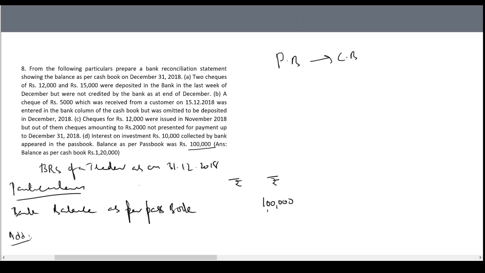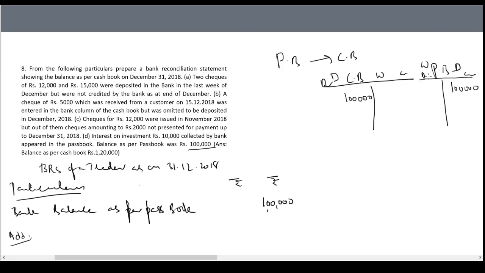Let us start with our working notes. Cash book balance, passbook balance. We are starting with passbook balance with 1 lakh rupees. Debit side 1 lakh rupees. Debit, credit. This is deposit side, this is withdrawal side. This is withdrawal side and this is deposit side. We are starting with passbook, we have to make it equal to cash book, hence we put a star mark to the cash book.